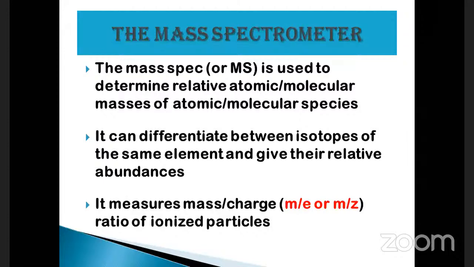This is where a mass spectrometer comes in. It is a device that is used to determine, number one, the relative atomic or relative molecular mass of an atom or a molecule, and it can also be used to determine what isotopes are there and what is their abundance, how much of each of the isotopes is present.